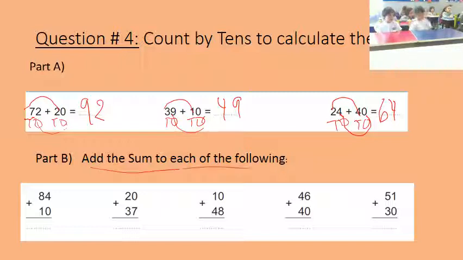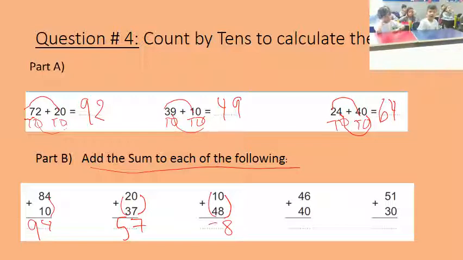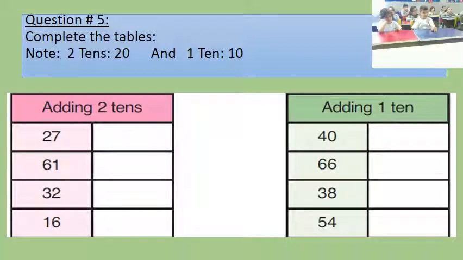Part B. Add the sum to each of the following. 84 plus 10. 4 plus 0? 4. 8 plus 1? 9. Good job. 94. 0 plus 7? 7. 2 plus 3? Good job. 0 plus 8? 8. 1 plus 4? 5. 6 plus 0? 6. 4 plus 4? 8. 1 plus 0? 1. 5 plus 3? 8. What is the answer? 81. Good job.